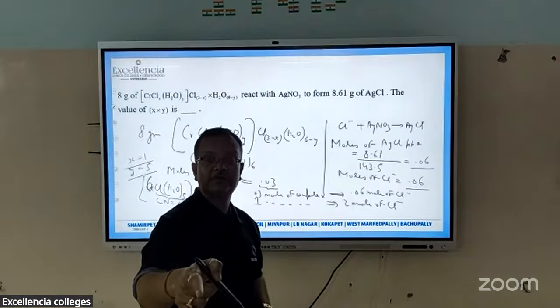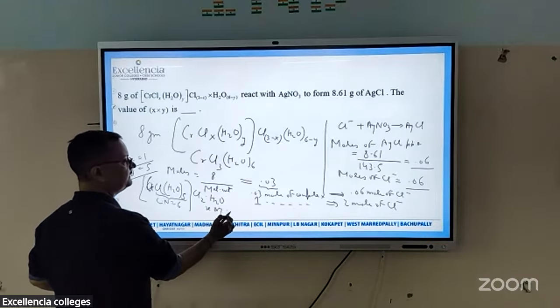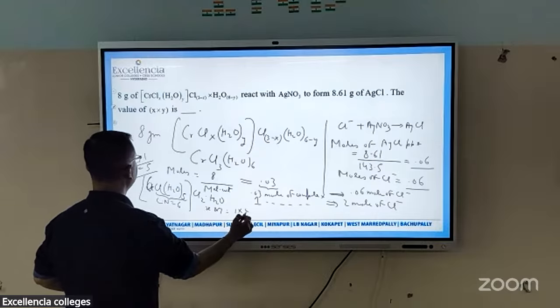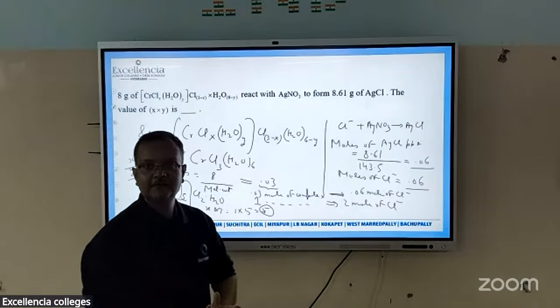So what will x into y be? You see, x is 1 and y is 5, so x into y is 5. So 5 is the right answer. It was a very good question.